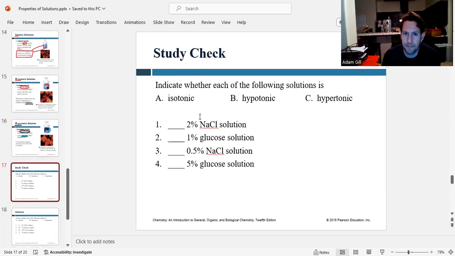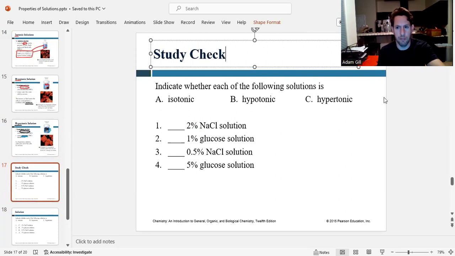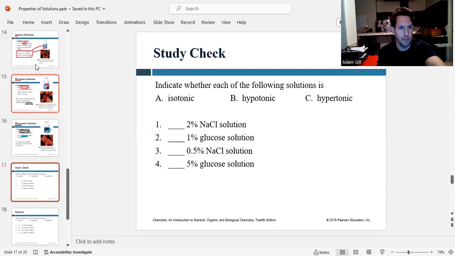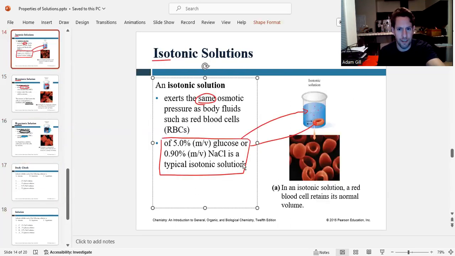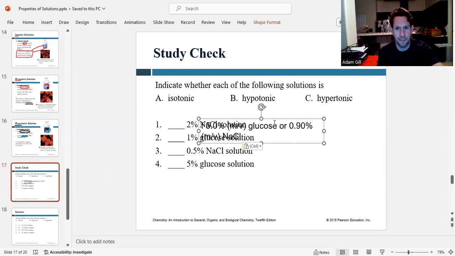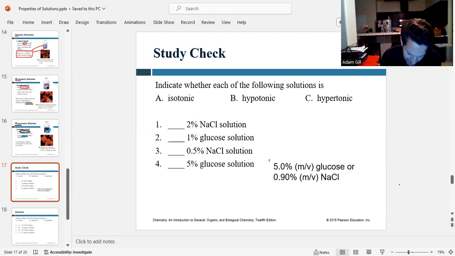All right, let's do a study check. Indicate whether each of the following solutions is isotonic, hypotonic, or hypertonic. And remember, we are comparing it to the internal concentration of a red blood cell. All right, just for reference. There we go. This is what's inside of a blood cell.